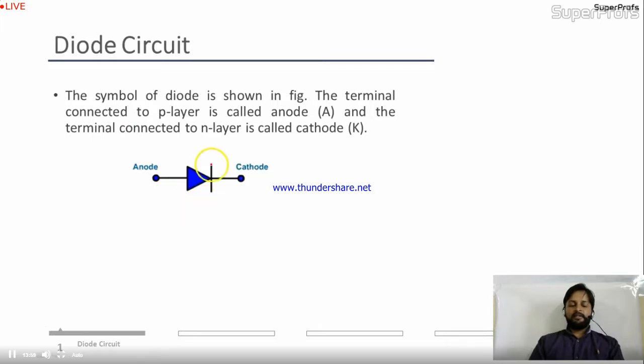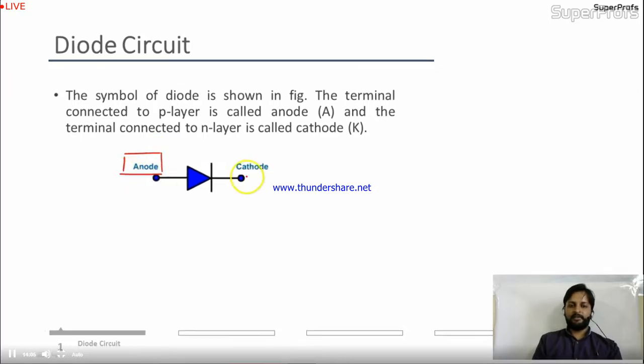Let's talk about the symbol. This is the symbol of the diode. This terminal, the P terminal, is the anode, and this portion, the negative terminal, is the cathode of the diode. Is it okay? The symbol of the diode is shown in the figure. The terminal connected to the P layer is called the anode, and the terminal connected to the N layer is called the cathode. I hope this symbol of the diode is clear to you. This region is the P region and this region is the N region, right?